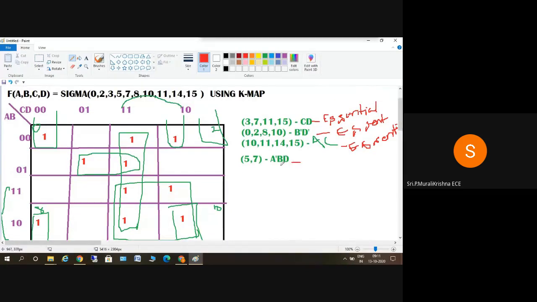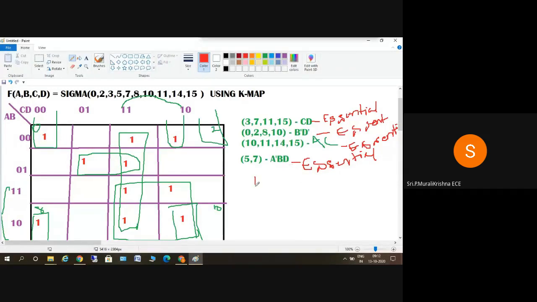Okay, and coming to the next one, 5, 7. So 5 is not covered. Obviously 7 is covered, and 5 is not covered. So this is also essential. So all of them are essential here. So all the terms should be included in the final sum.